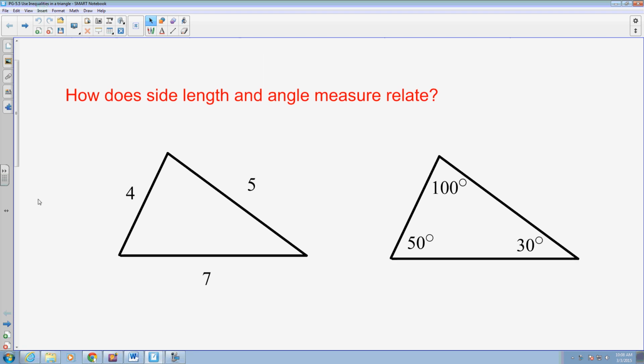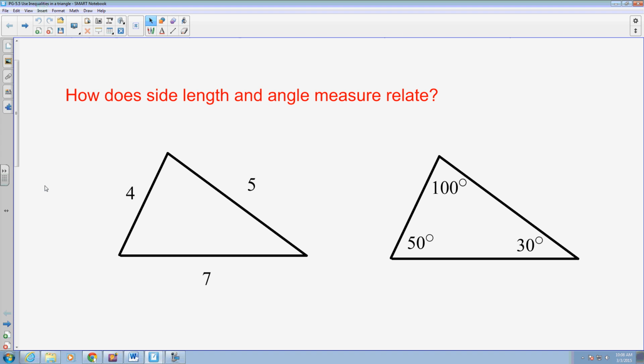So, looking at these two triangles here, the one on our left gives us the side lengths of that particular triangle, where it's 4, 5, and 7 units respectively. The one on the right gives us just the angles, where it's 100 degrees, 50 degrees, and 30 degrees respectively. Here is what we can look at.